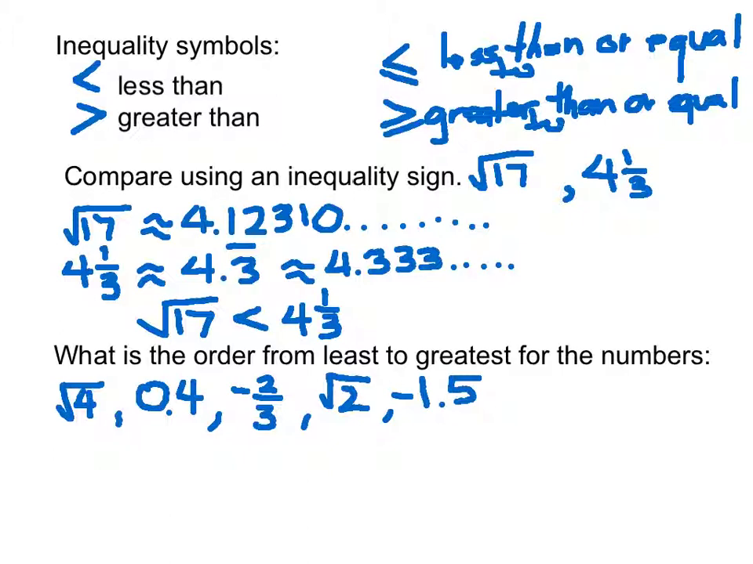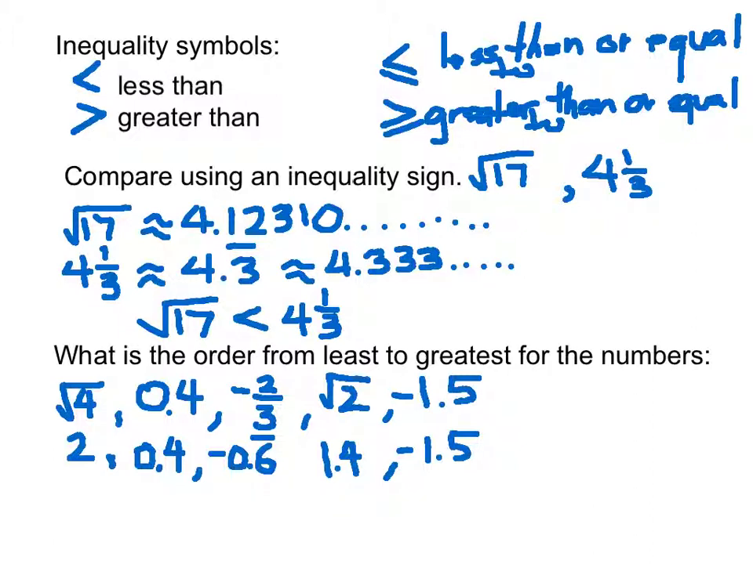For the last example of this video, we're going to compare these 5 numbers from least to greatest. First, we look at square root of 4. Sometimes I say rad, short for radical. Square root of 4 is 2. Square root of 2 over here is approximately 1.4. That's good enough for now. And then 0.4 is the same as 0.4. Negative 2/3 is negative 0.6 repeating. And then negative 1.5 is already in decimal form.